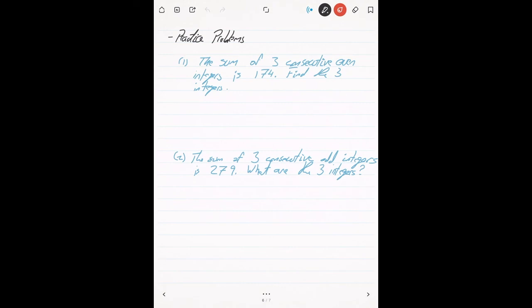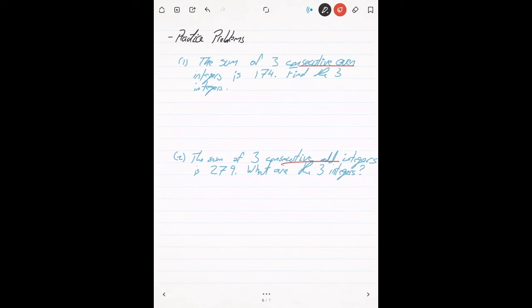Now let's try these 2 practice problems. The sum of 3 consecutive even integers is 174. And the sum of 3 consecutive odd integers is 279. Okay, we went and we structured the previous problem for consecutive integers, numbers that were next to each other in the number line. Now we're asked to work with consecutive evens and consecutive odds.